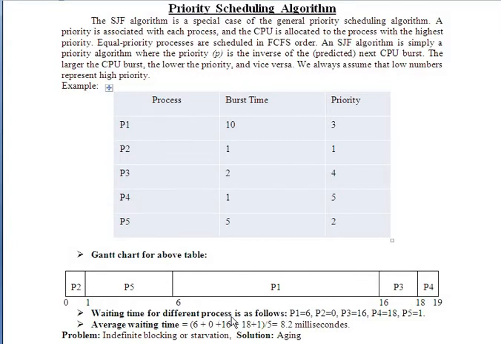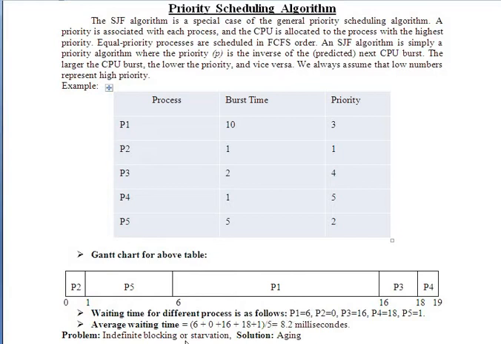Now we will see the waiting time for the different processes. P1 starts at 6 milliseconds, so that's what I have written here. When P2 starts immediately, it is 0 milliseconds. It need not wait anywhere. P3 starts at 16 milliseconds. P4 starts at 18 milliseconds. And P5 starts at 1 millisecond. So this is how we calculate the waiting time for each process.